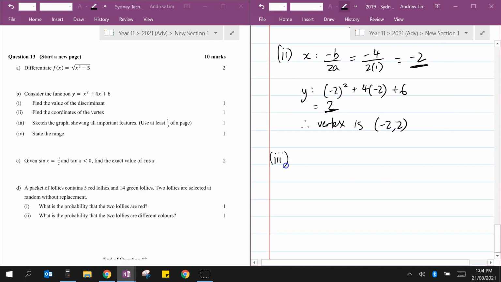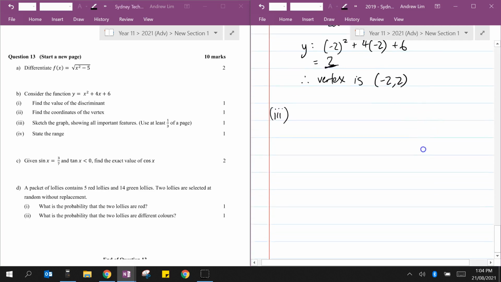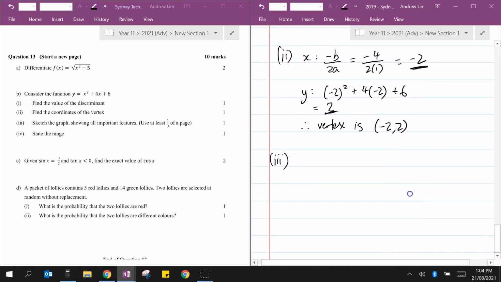Part 3. Sketch the graph showing all important features. Use at least 1/3 of a page. Wow, okay. So we found a discriminant, we know there's no x-intercepts. We found the vertex. The only thing we need left is the y-intercept. So the y-intercept is going to be 6.